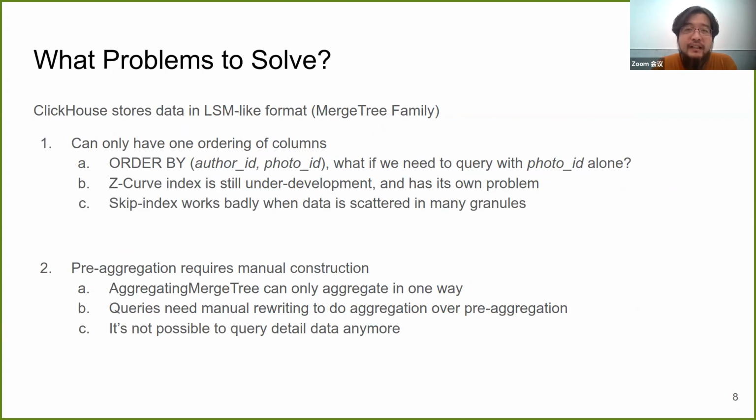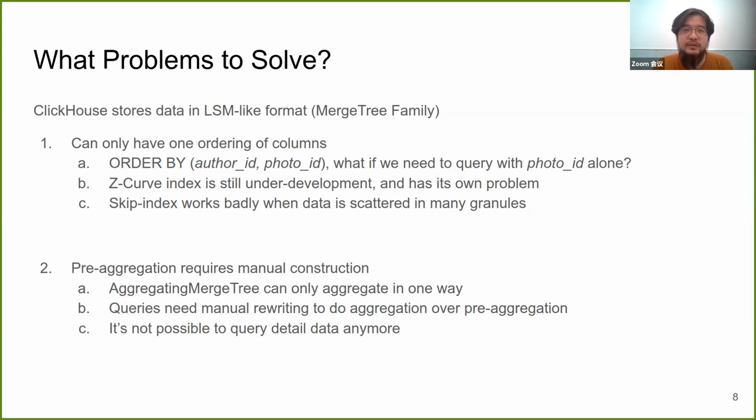Now we get a brief idea of what projection is. It's natural to ask why we need projections in ClickHouse. There are some well-known issues. First, ClickHouse stores data in LSM-like formats. It's called merge tree, and it has many features like skip indices and pre-aggregation. However, it can only have one way of ordering columns.